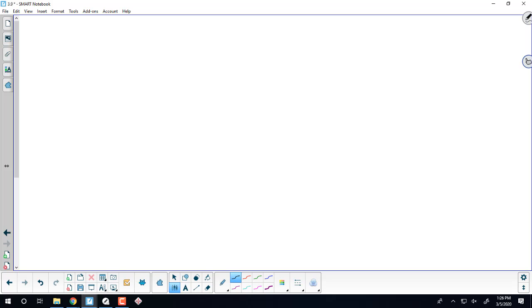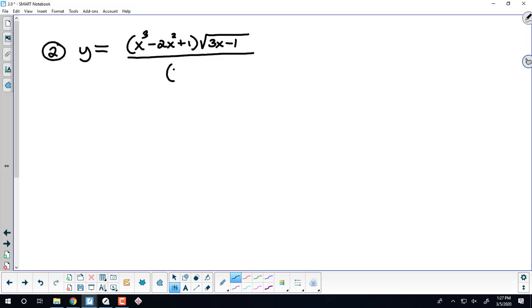So let's look at, well, let's look at a few more regular algebraic functions, and then we'll look at some like that example from my homework, question number 11. So let's do a similar one that we wrote down earlier: x cubed minus 2x squared plus 1 times the square root of 3x minus 1, and have all of that over x squared plus 4 to the 8th.